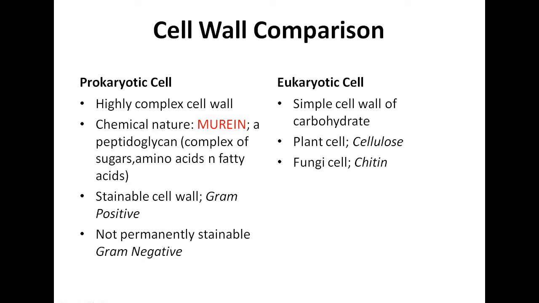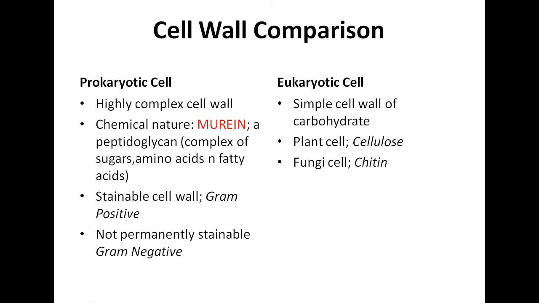In a prokaryotic cell, as we have seen, the cell wall of bacteria is made up of murein, a peptidoglycan. It is a complex of sugars, amino acids, and fatty acids. On the other hand, if you see the example of the cell wall in a eukaryotic cell, we see two of them. In a plant cell, it is made up of cellulose, while in fungus, it is made up of chitin.